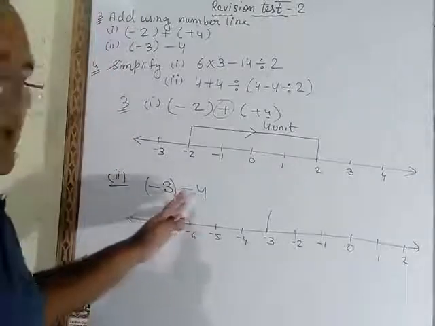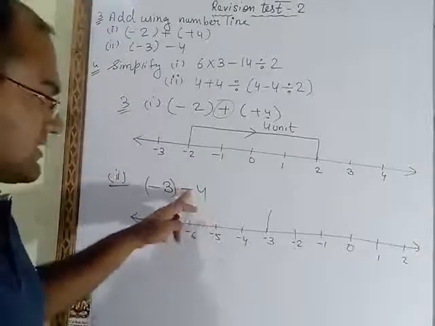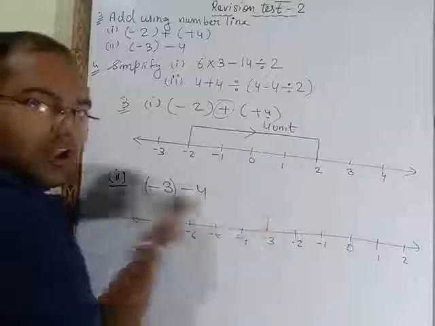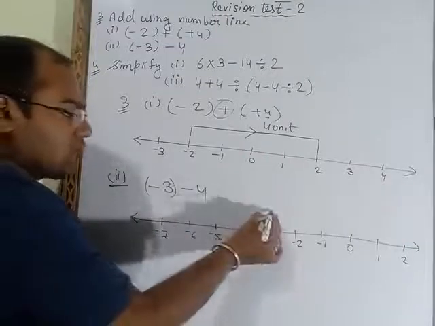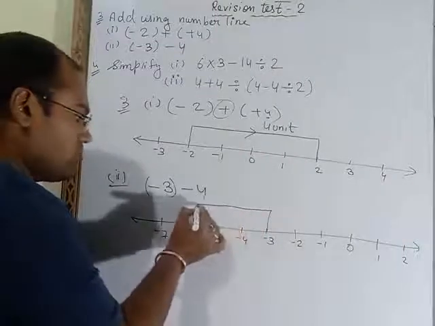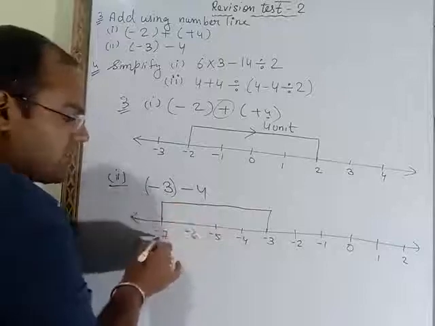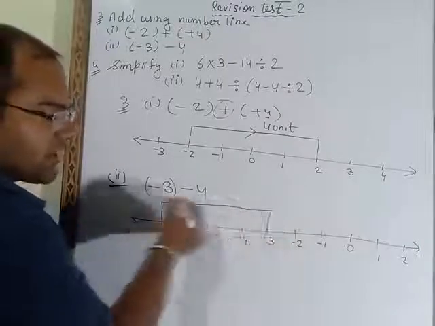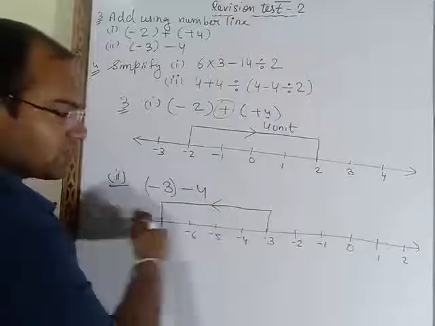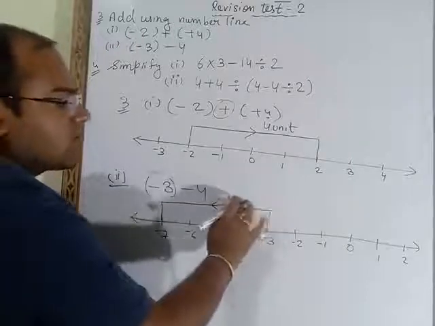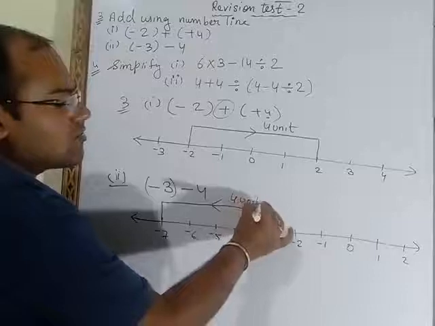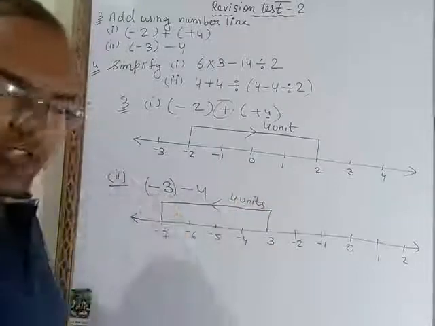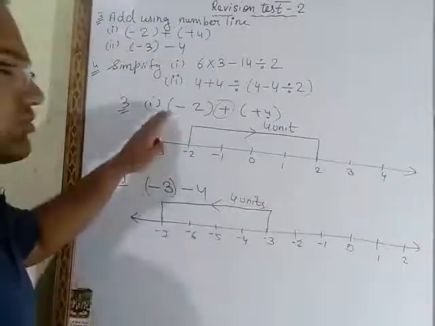Now after that what is coming? Minus 4 is coming. For minus we have to move on the left side. How many places? 4 places. 1, 2, 3, 4. That means till minus 7 we have to draw. We are starting from minus 3 and moving on the left side, so we have to put the arrow on the left side. 4 units we have to move on the left side. So like this you have to do question number 3.